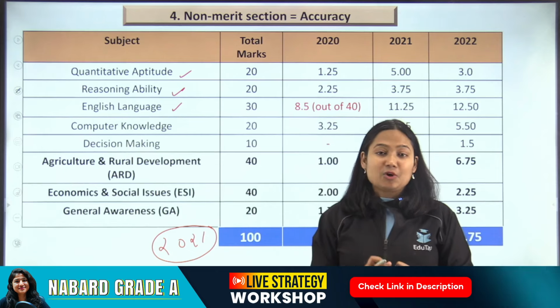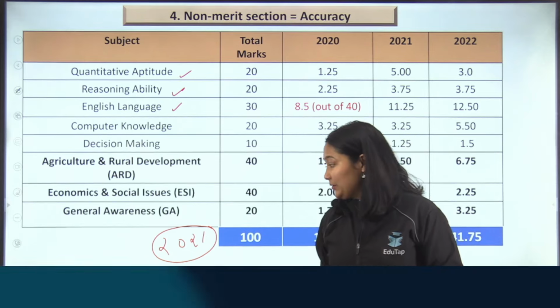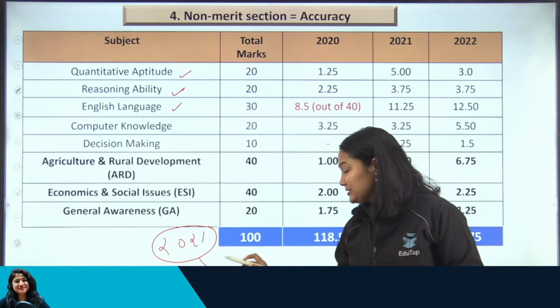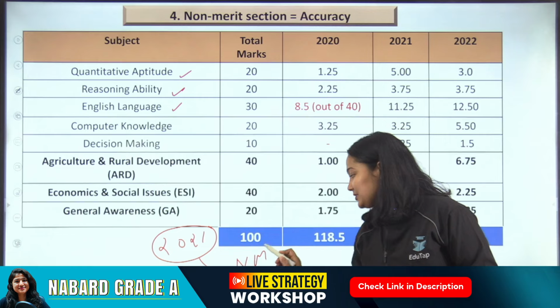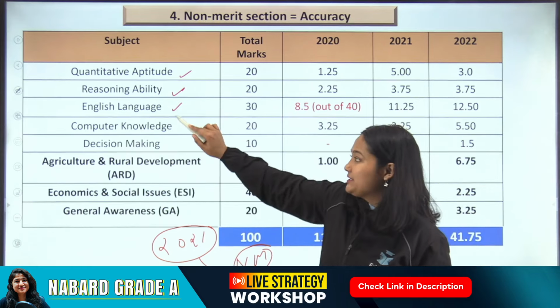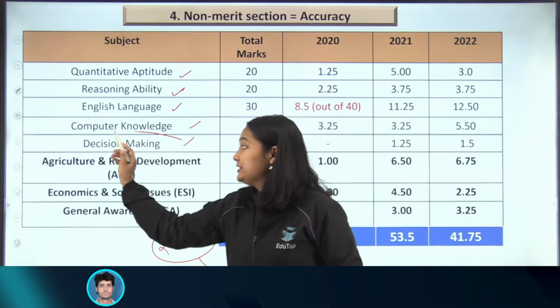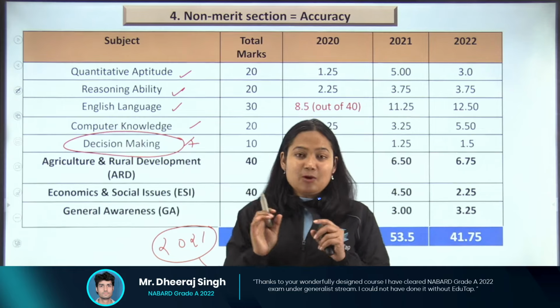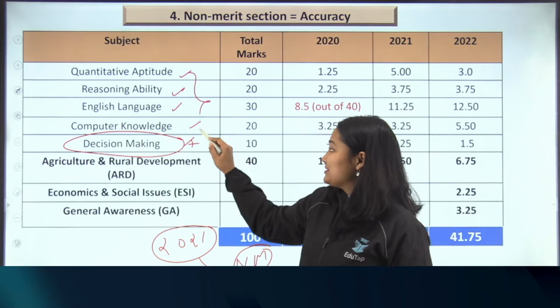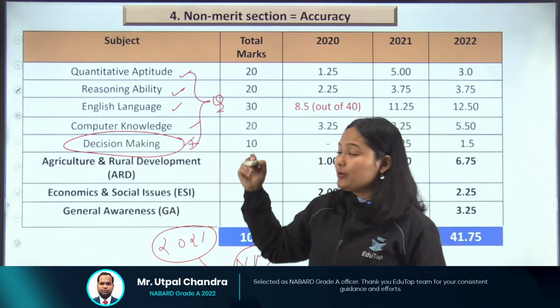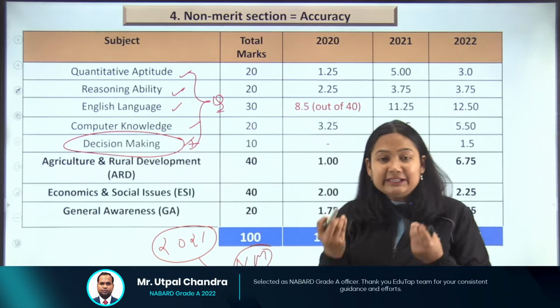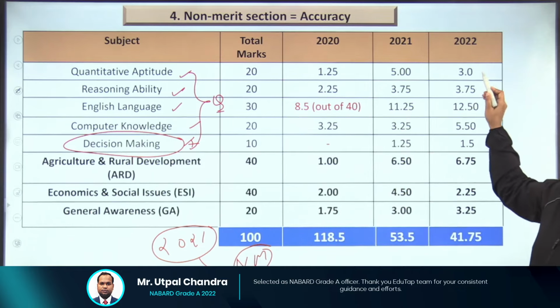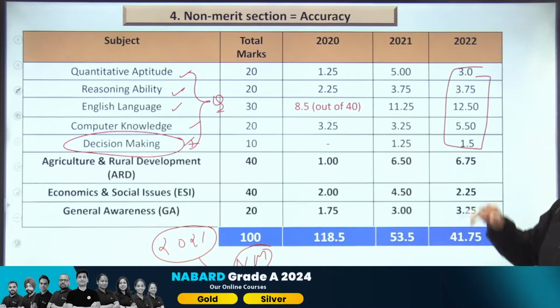But this is not true in the present time. By 2021, we have seen the non-merit section come into existence, covering quant, reasoning, English, computer and decision making. Again, decision making was a new component introduced in 2021. And now, since these sections have become only qualifying or non-merit in nature, that means you only need to score the cutoff marks if you want to clear this exam. What does that mean? In quants, if you get 3 marks, you have cleared the quant section.